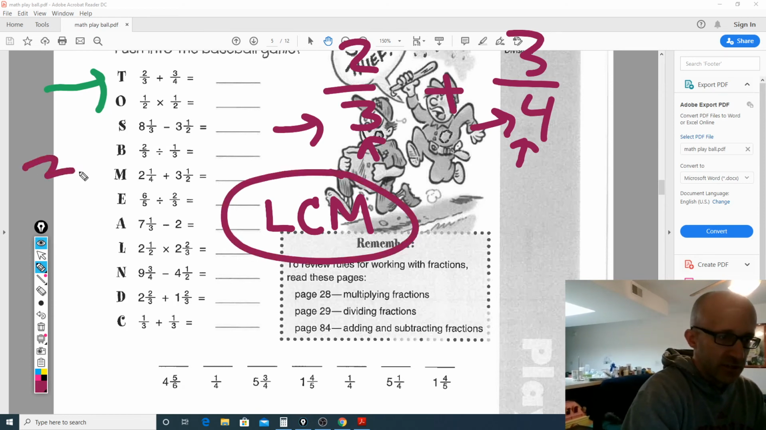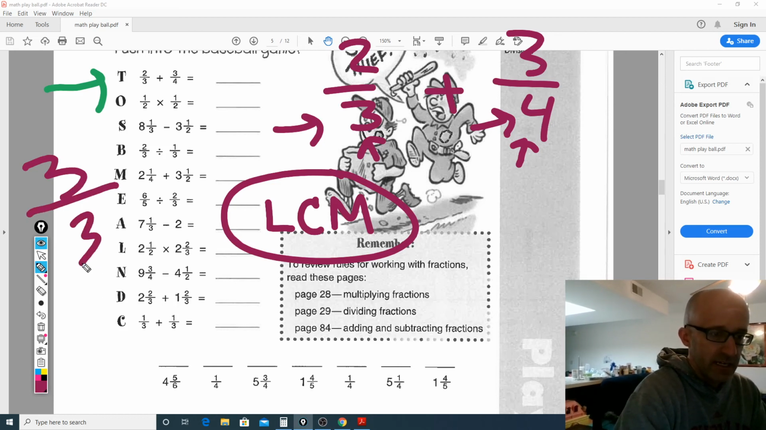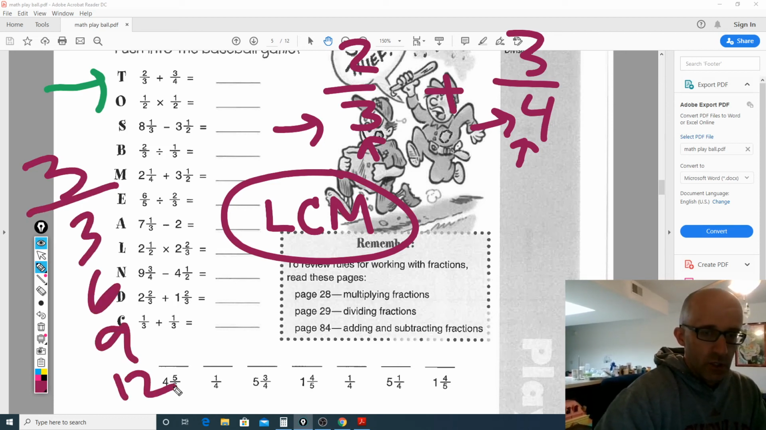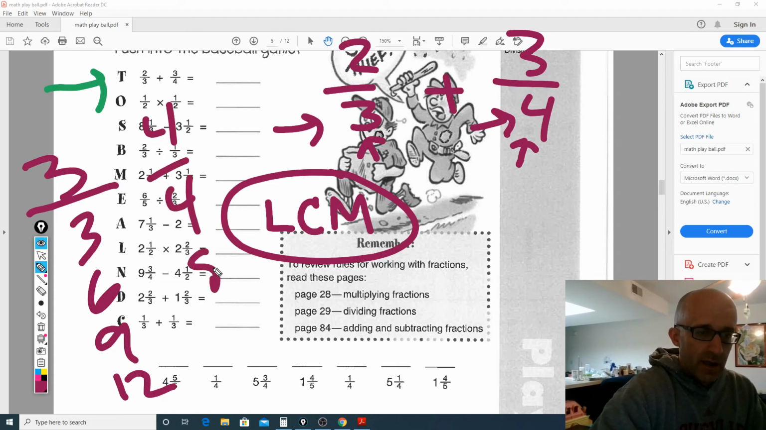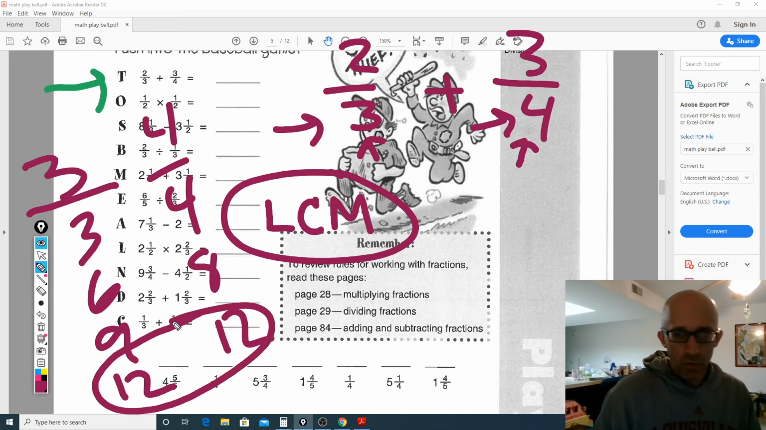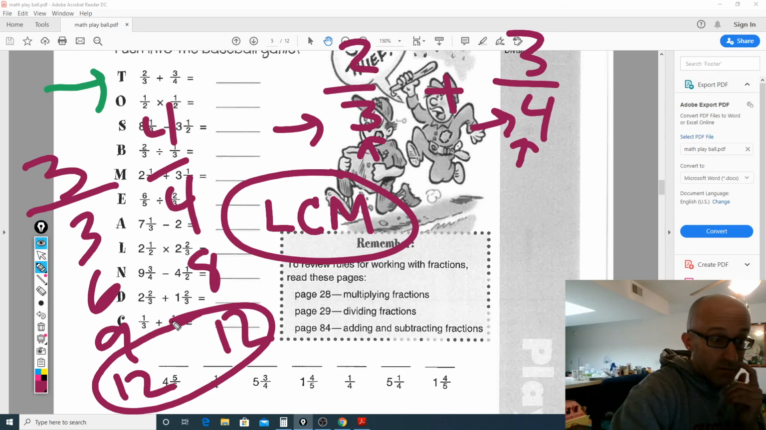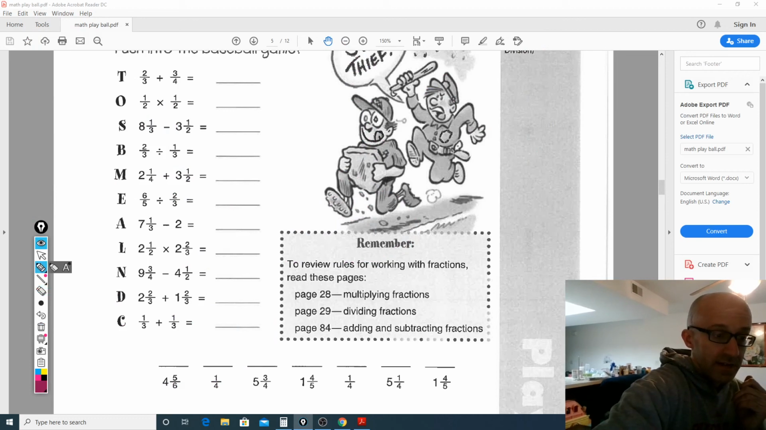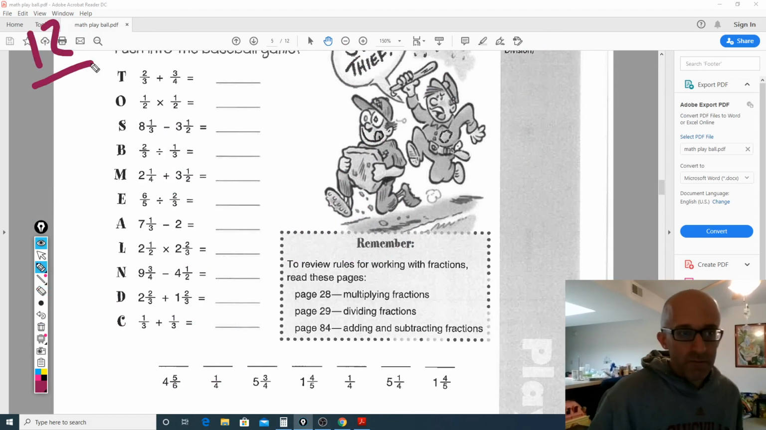If you really wanted to, you can list them: for 3, we got 3, 6, 9, 12. And for 4, you would have 4, 8, and 12. Your least common multiple of 3 and 4 is going to be 12. So let's remember this up on the screen here. Your least common multiple is 12.